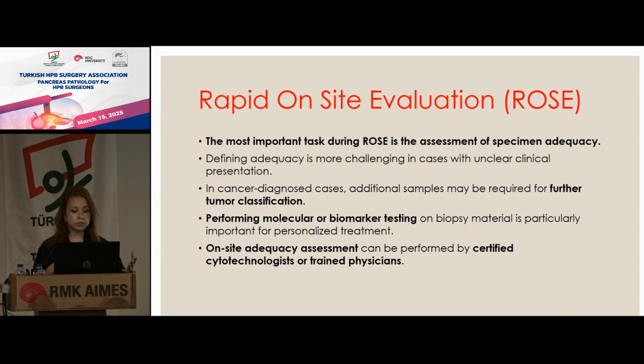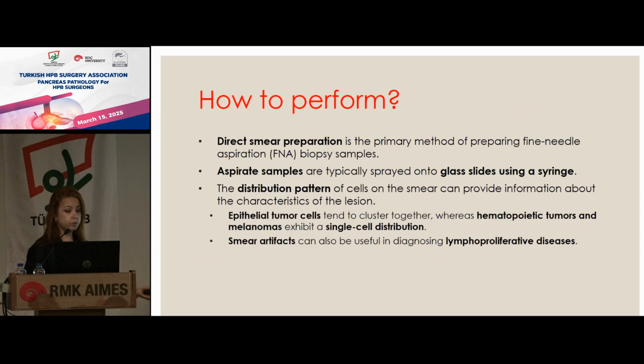But if there is a cancer diagnosis in the rapid on-site evaluation, we can require further tumor classification, or we may want more passes for performing molecular or biomarker testing. Not in our country, but elsewhere, on-site adequacy assessments can be performed by a certified cytopathologist. But in our country and in our institute, this is performed by the pathologist. So how to perform it? I think this is the most important area.